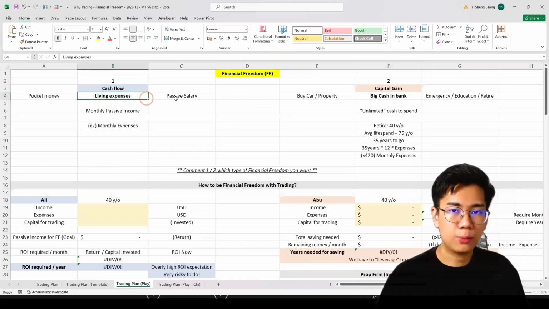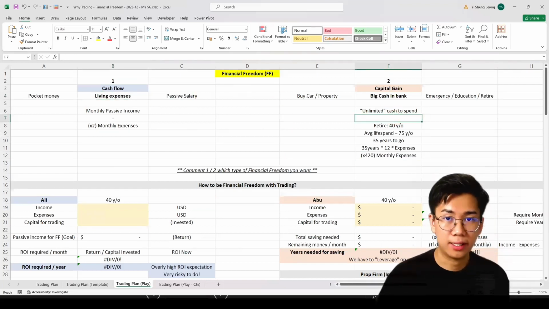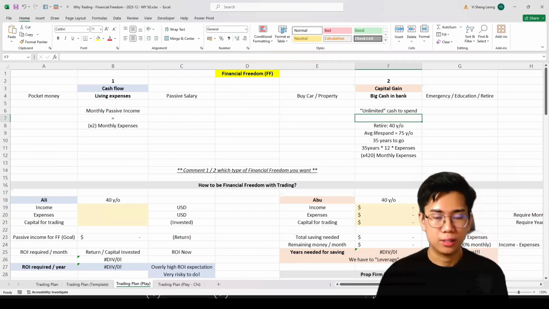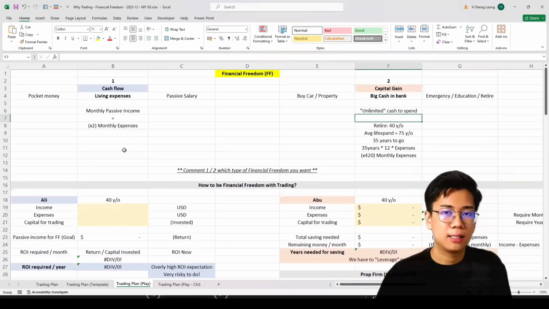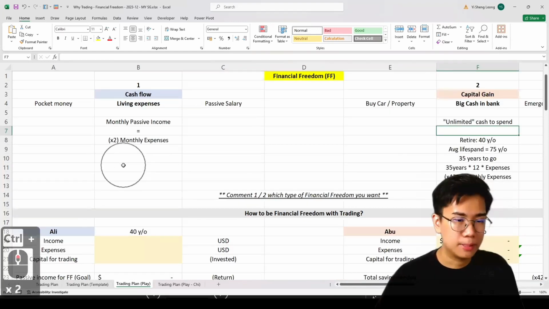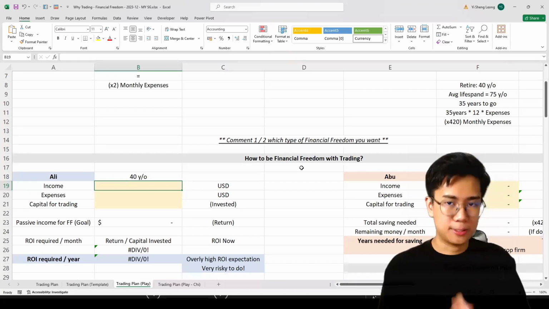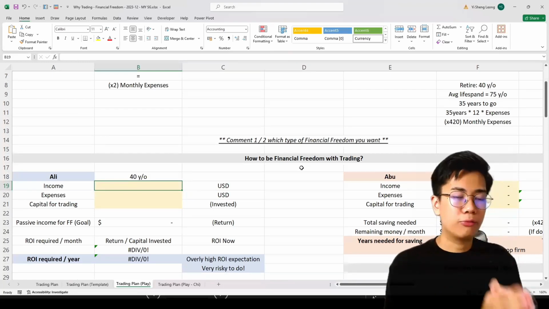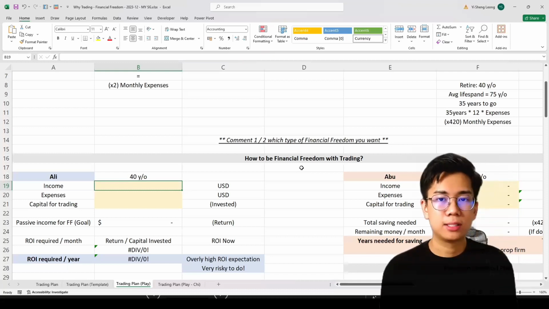So type 1 and type 2. And from what I can see in the chat box, the majority of you is 1, right? Cash flow. Good. Now, my question is, let's say you are a normal person, 40 years old, you work as a manager in a city area. What would be your income in dollar amount? Type in the chat box.